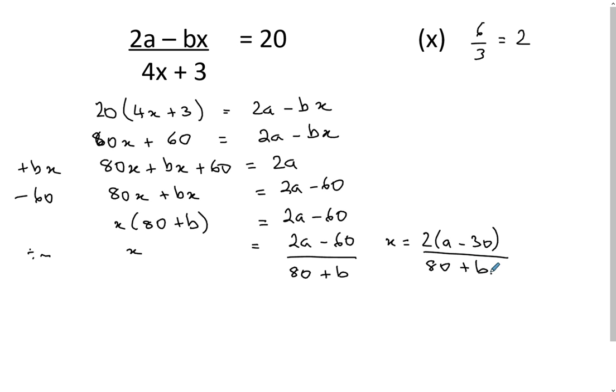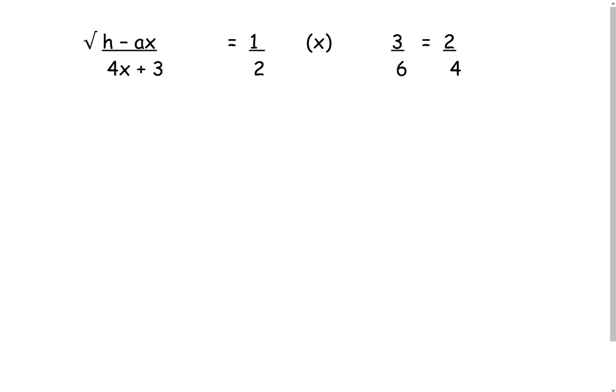Okay, I hope that was manageable. Okay, let's take a slightly challenging one. Okay, this whole thing is square rooted. Now you can tell this looks like 3/6 equals 2/4, so we can actually cross multiply. So 3 times 4 is 2 times 6. So you've got 4x plus 3 times 1, so 4x plus 3 equals 2. Oh, sorry. Ignore me. I forgot all about the square root. So before we do that, let's square everything.